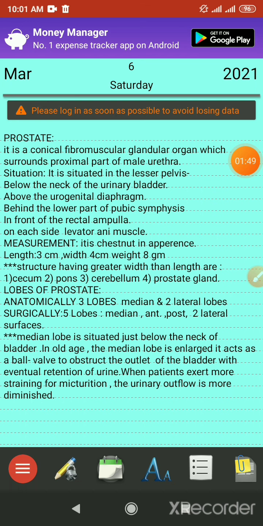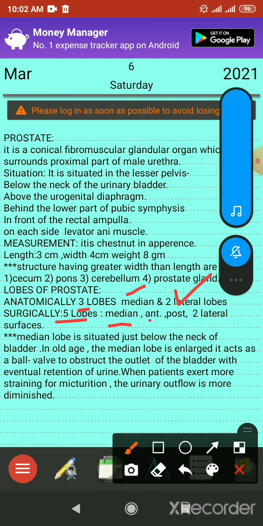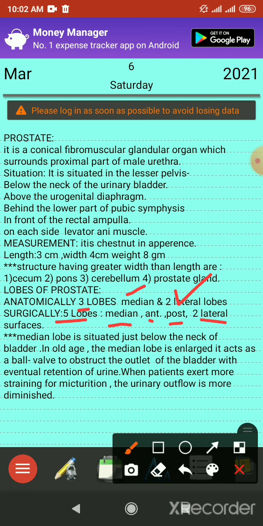Now come to the lobes of the prostate. The prostate consists of anatomically 3 lobes and surgically it has 5 lobes. Anatomically the 3 lobes are 1 median and 2 lateral lobes, and surgically it contains 5 lobes. These are the median, anterior lobe, posterior lobe, and 2 lateral lobes.